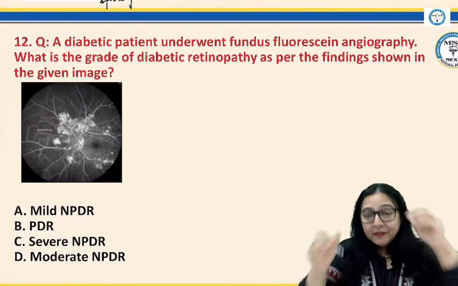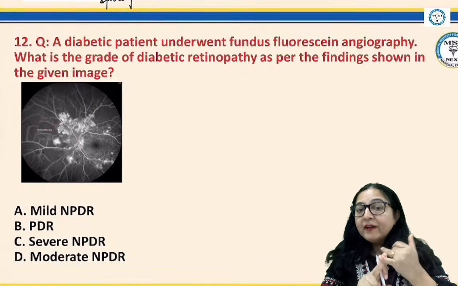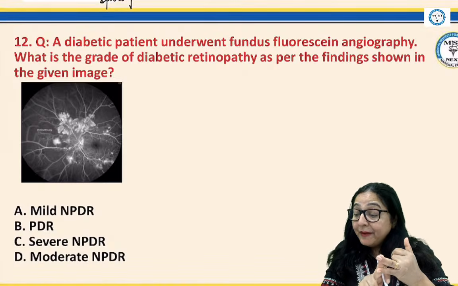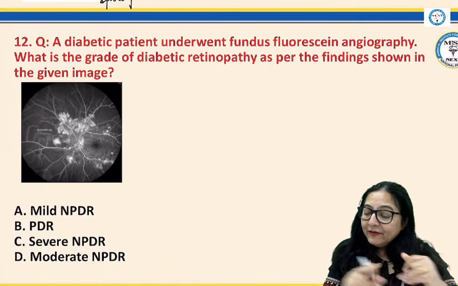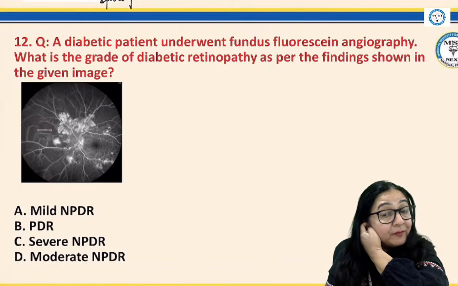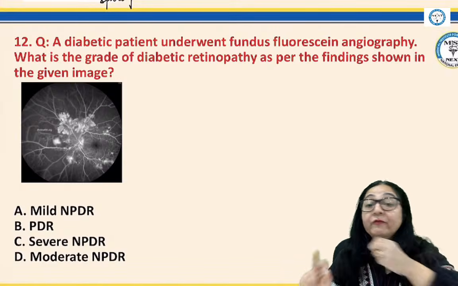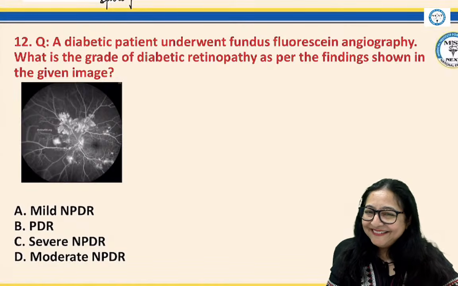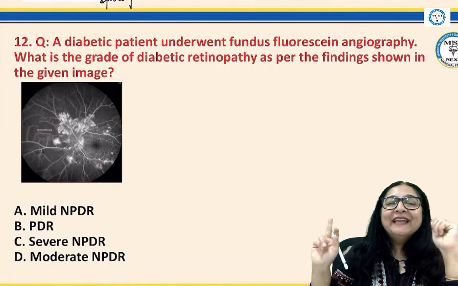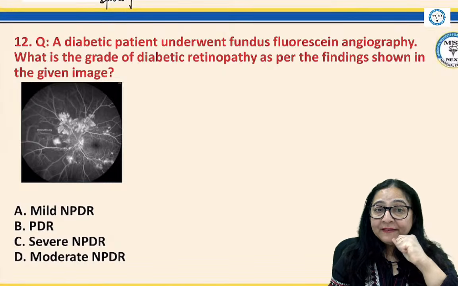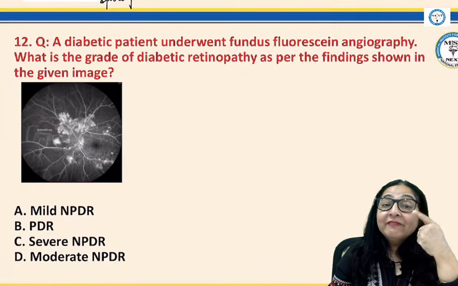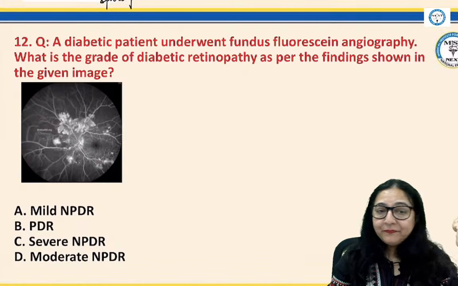बेटा ड्रग्स तो हमने देखो अभी कर ही रहे हैं. We did the drugs for anterior uveitis, we did the drugs for glaucoma, है ना? ठीक है, right? So you know what drugs should be given in glaucoma, you know in which particular condition, and I'm coming to the other things as well, don't worry. Okay, right. A diabetic patient underwent fundus fluorescein angiography. What is the grade of the diabetic retinopathy as per the findings shown in the given image?